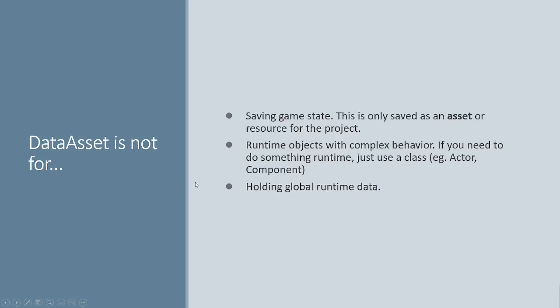Okay. So, data asset is not for saving your game state. This is only saved as an asset or resource for the project. So runtime objects with complex behavior, ayun, hindi siya dapat data asset. So if you need to do something at runtime, just use yung class. And we don't use data assets to hold global runtime data. It's not something that we really want to keep on inputting data into, parang struct. What you want to use it for is just to give out that data.